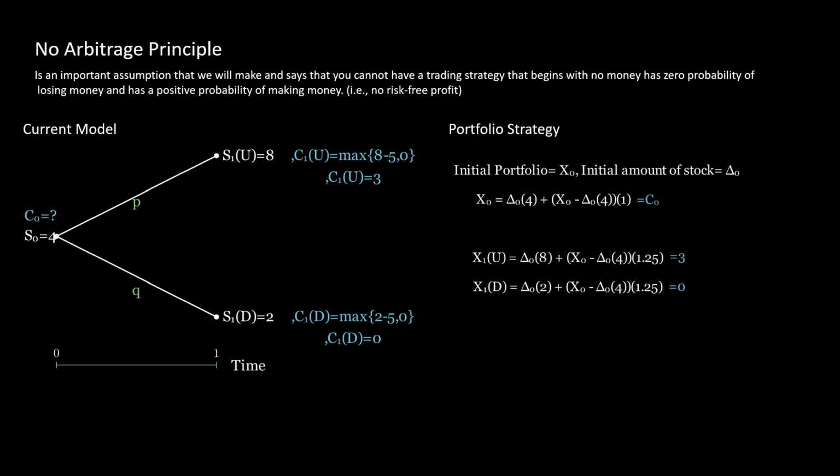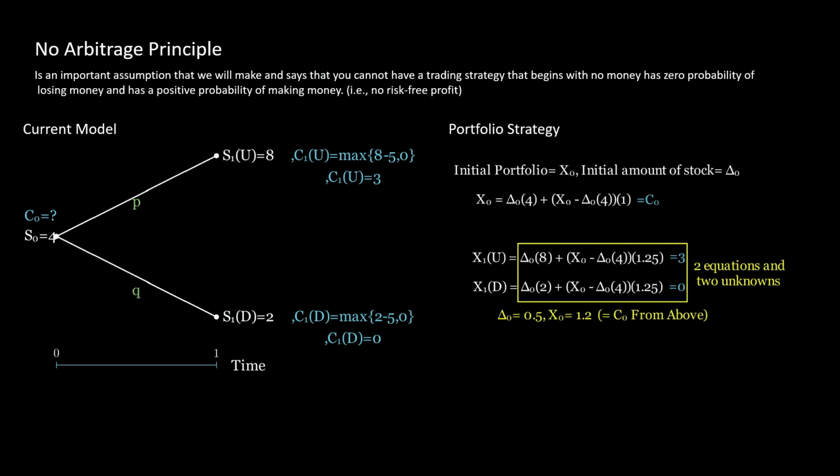Now if you look at the bottom 2 equations, we can solve these. What you will see is there are 2 equations and 2 unknowns, which you'll be able to solve to get x0 equals 1.2. Now from above, you will see that we created our portfolio so that it was equal to the call option. So this will also be equal to 1.2. This is the way you value a call option by replicating a portfolio.